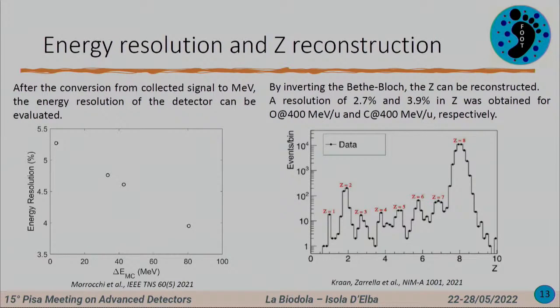And you can see here an example of the reconstructed Z during an irradiation with oxygen ion of a graphite target performed at the GSI facility. And we obtained a resolution of 2.7% for oxygen ion and 3.9% for carbon ion, both at 400 MeV.